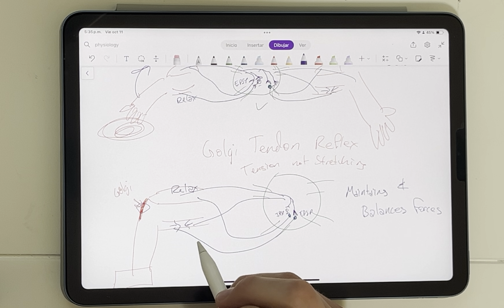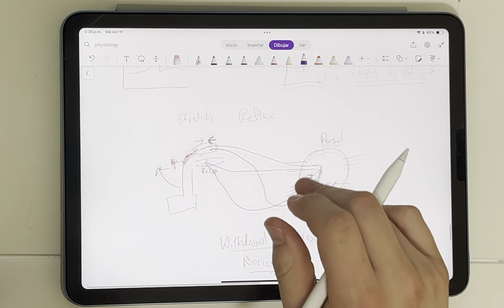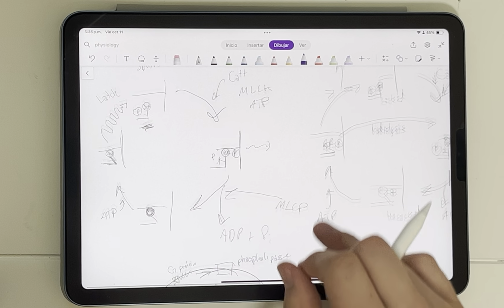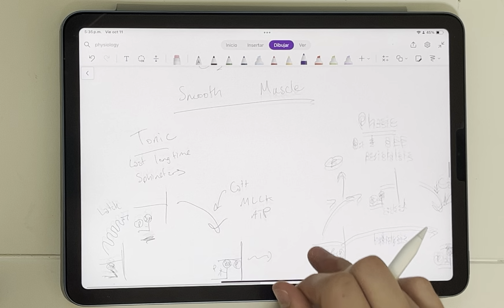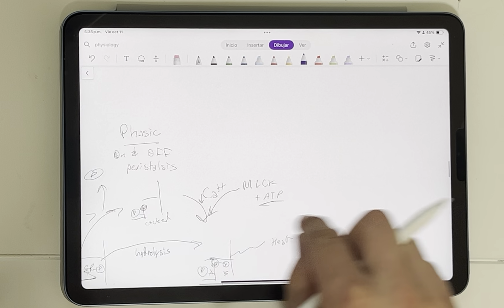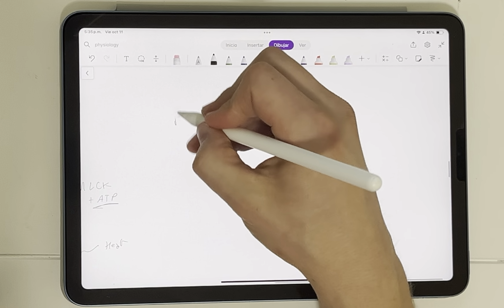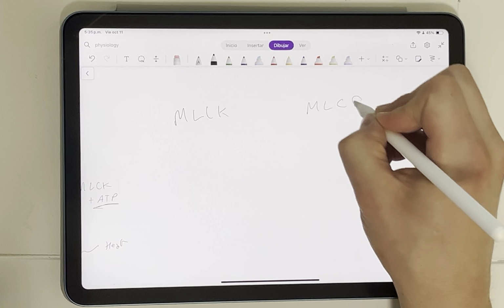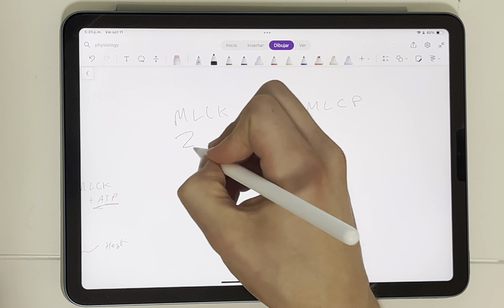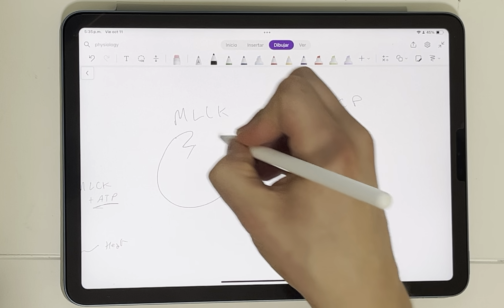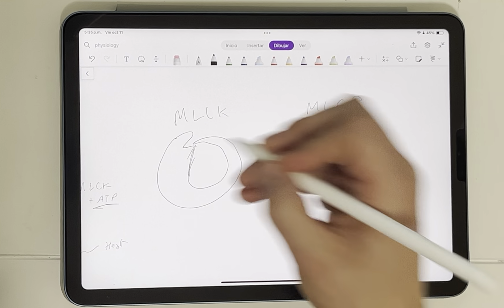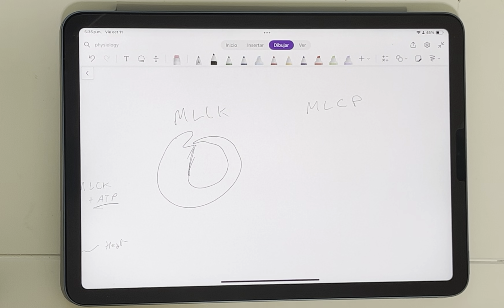So one more thing I wanted to go back to that I forgot to talk about real quick, for our tonic and phasic smooth muscles. We talked about MLCK and we talked about MLCP. MLCK sometimes is referred to as a snake with its tail in its mouth. It's in a conformation that it doesn't activate.